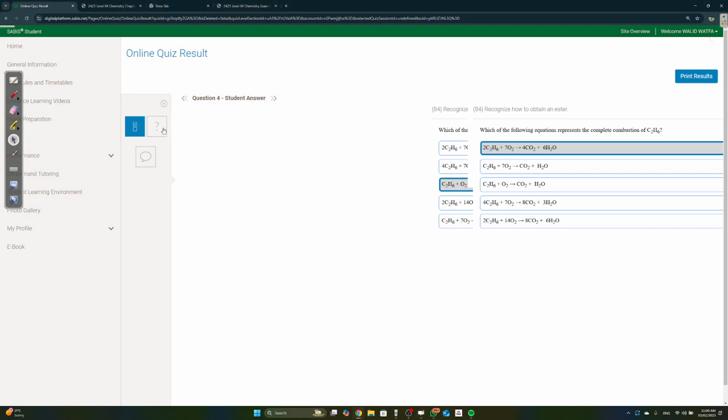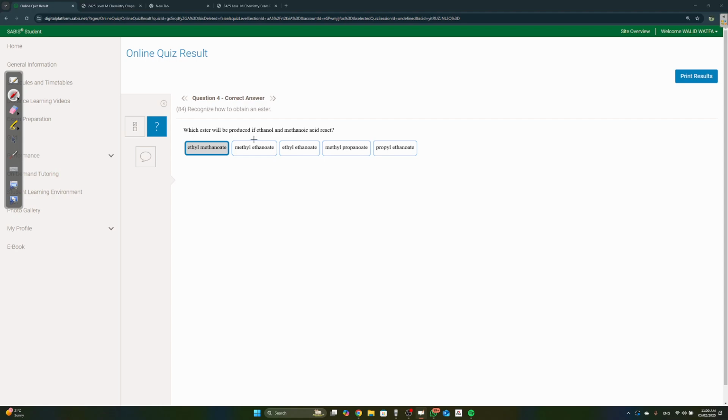Question 4. Which ester will be produced if ethanol and methanoic acid react? You're gonna get ethyl methanoate.